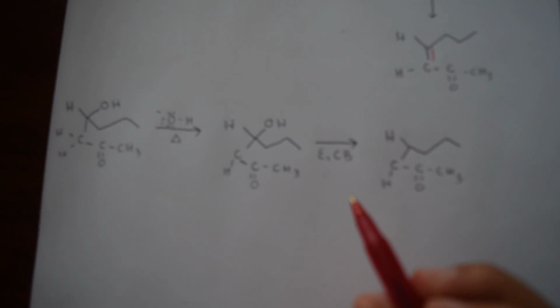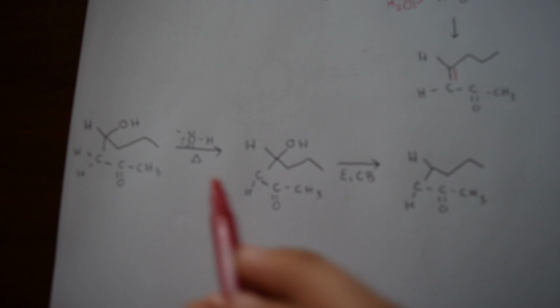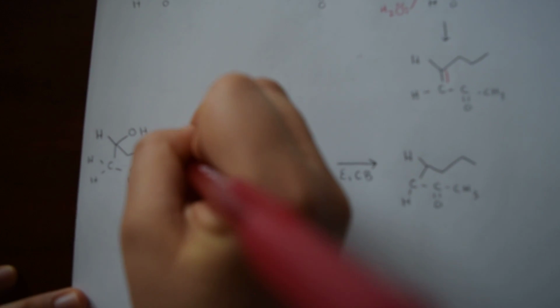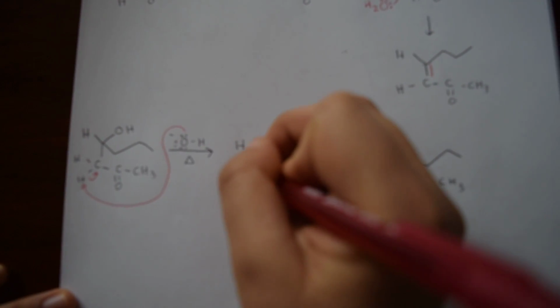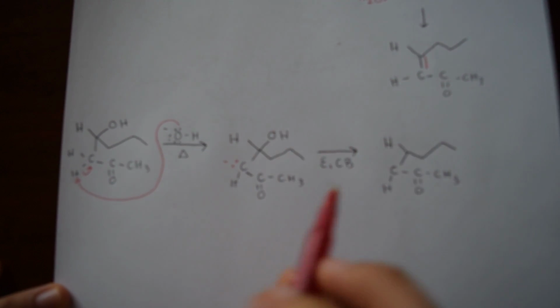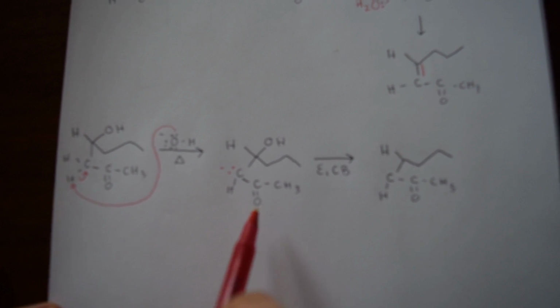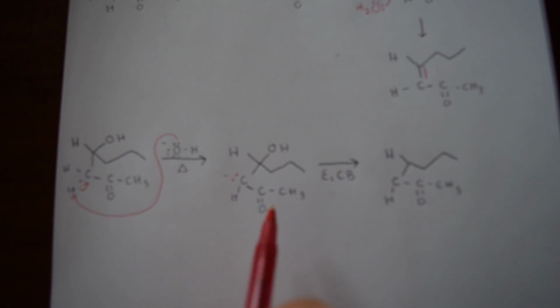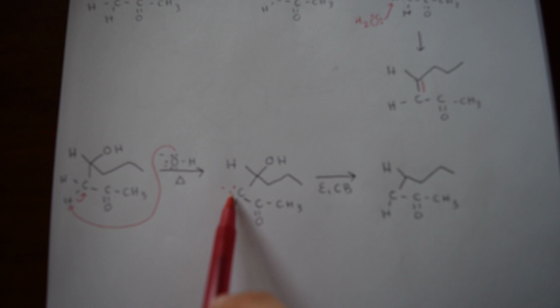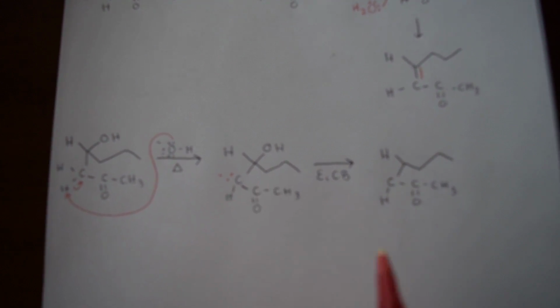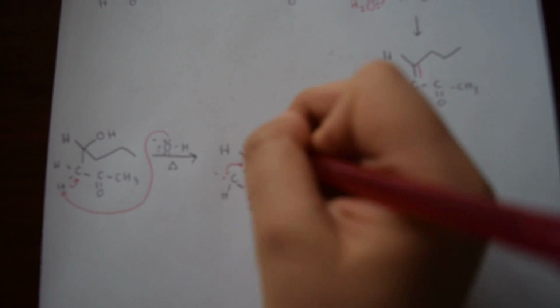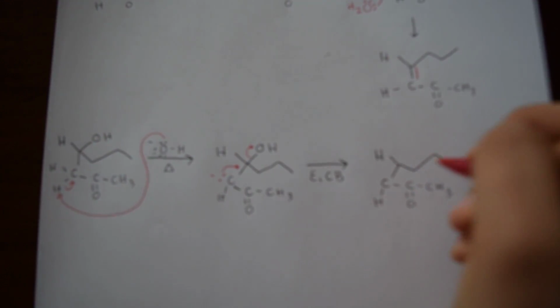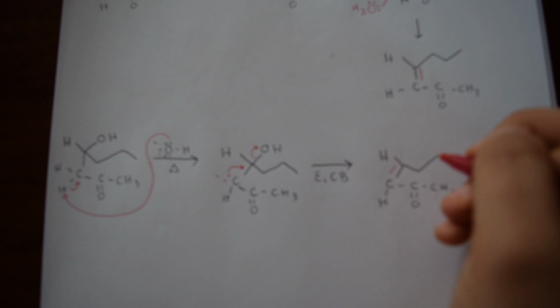But if you have this occurring with a base, you are just going to take away this hydrogen right away, and then you have a negative charge here, and this is an E1 carbanion because it has a negative charge, and so this is just going to flip up, and this is going to act as our leaving group, and then we have a double bond here.